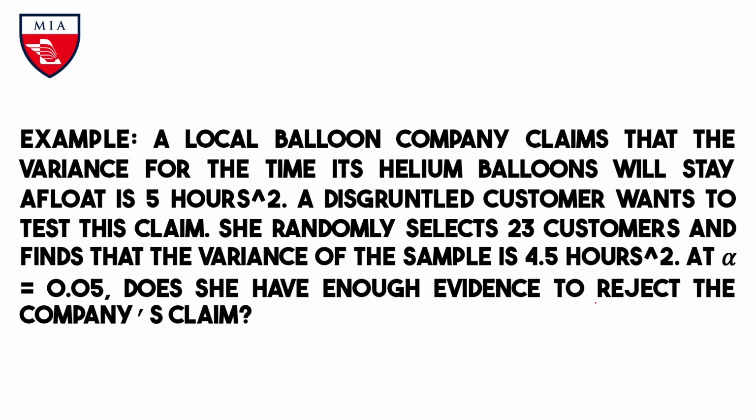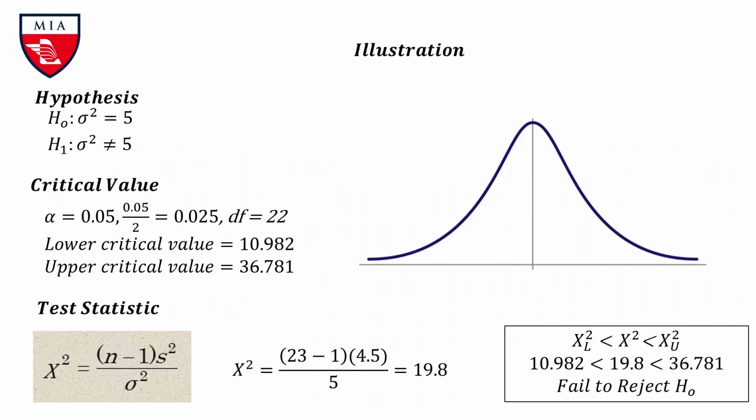So, the claim here is to reject. Therefore, we have this word reject. We are dealing with not equal to. So, the first step is we need to determine the hypothesis. So, we have the variance is equal to 5 for the null hypothesis, and the variance is not equal to 5 for our alternative hypothesis.